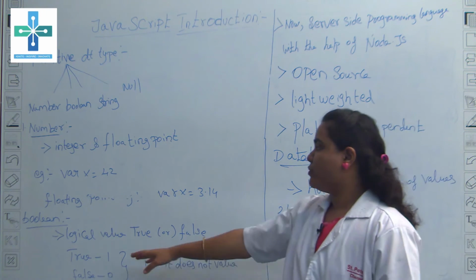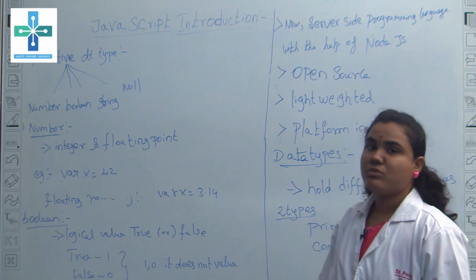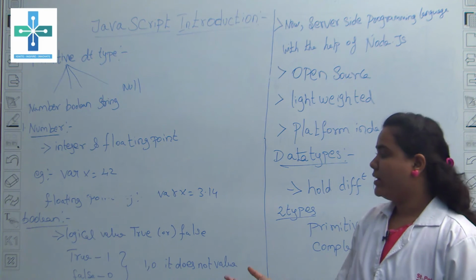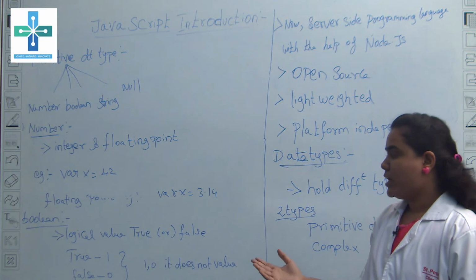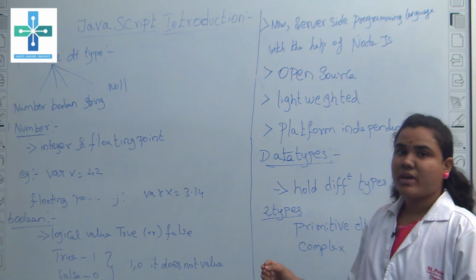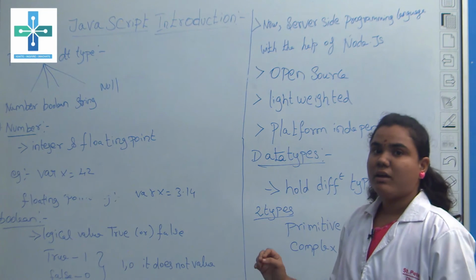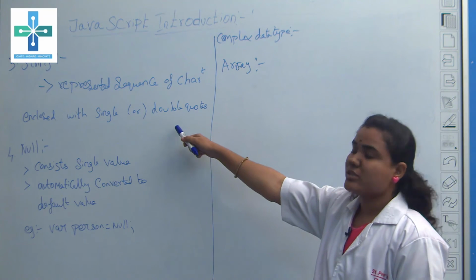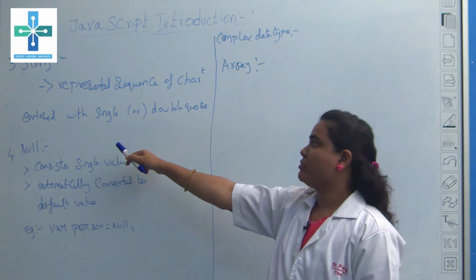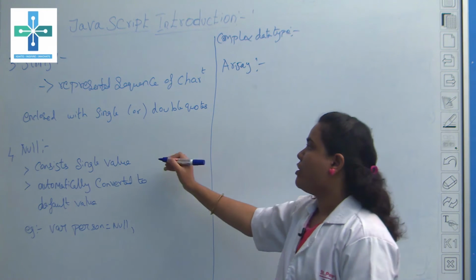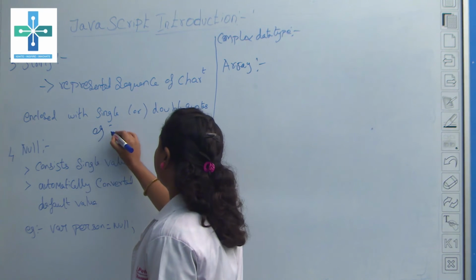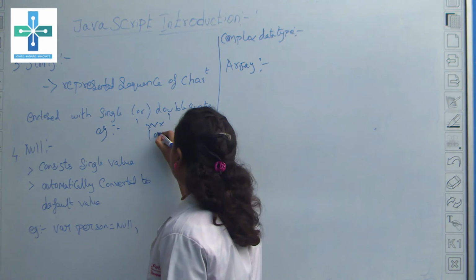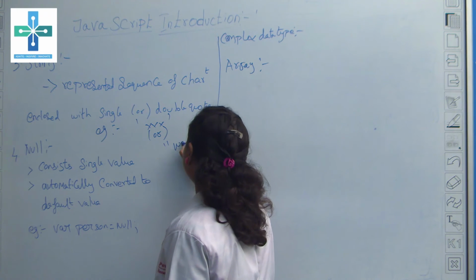And next is the Boolean. Boolean is for logical values. It represents the logical value true or false. If it is true, it shows 1. If it is false, it is 0. 1 or 0 is not just a value, it just specifies whether it's true or false for the data type. Next, string. A string is represented as a sequence of characters that must be enclosed in single quotes or double quotes. For example, in double quotes, we give any value like this, or for single quotes, we write like this.